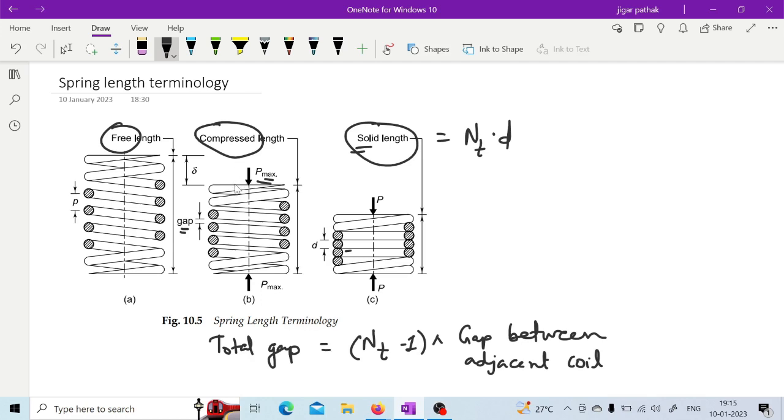And as you can see, the compressed length, this delta is also included in the compressed length, right? So basically the compressed length is equal to the solid length plus gap plus delta, you can mention like that, right? So sorry, if you include that delta, then it will be the free length, right? So the compressed length is basically the solid length plus the gap, that is the compressed length as it is mentioned here.